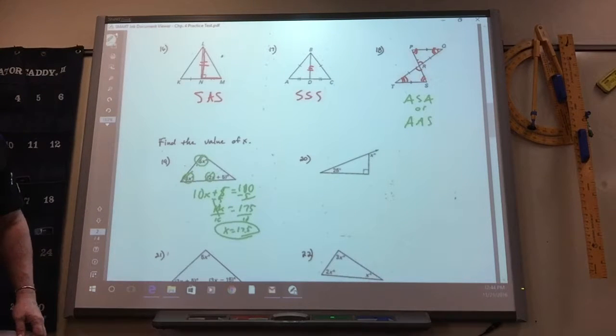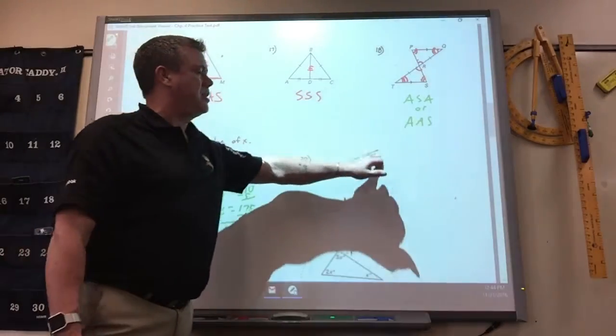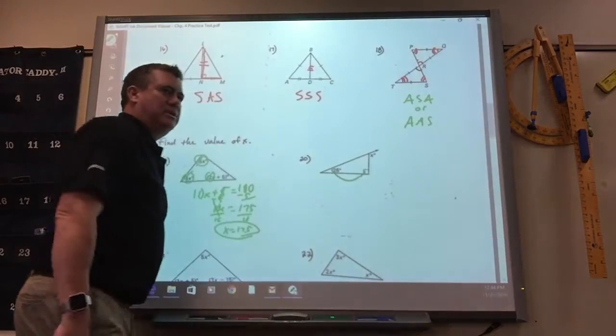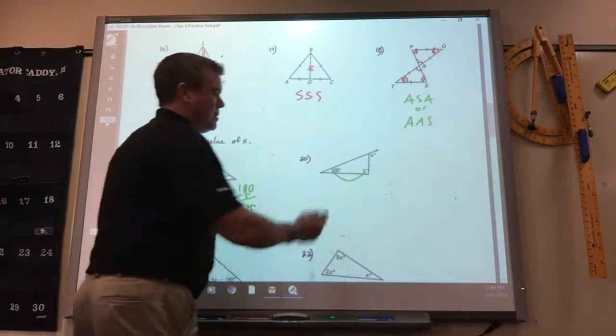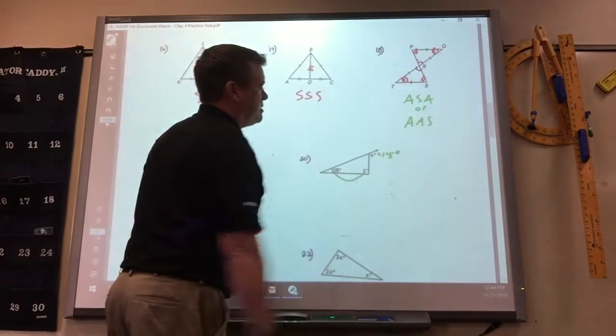Yeah, can I take the word? Number 20, it's been a while since we've seen this, but any exterior angle always equals the other two interior angles added together. 25 and 90 is 115.